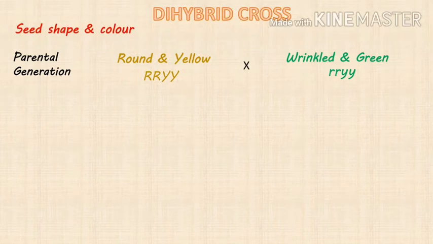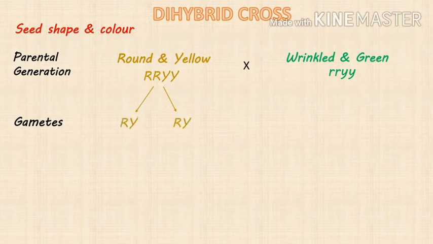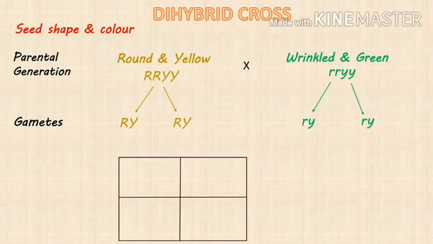Here we have taken two plants which produce seeds making genes capital R, capital Y and small r, small y, and we cross them together. So parental generation is round and yellow, that is capital R, capital Y, crossed with wrinkled and green, small r, small y. Gametes formed will be capital R, capital Y from first and small r, small y from second.